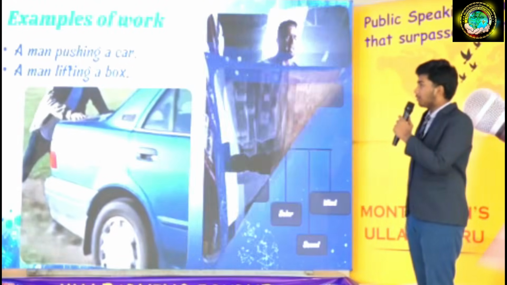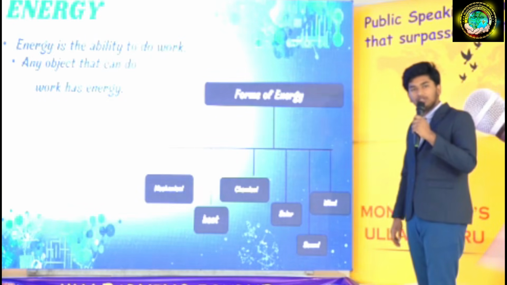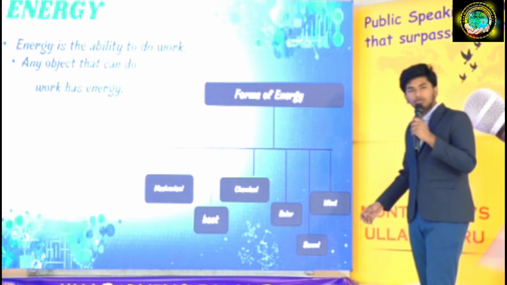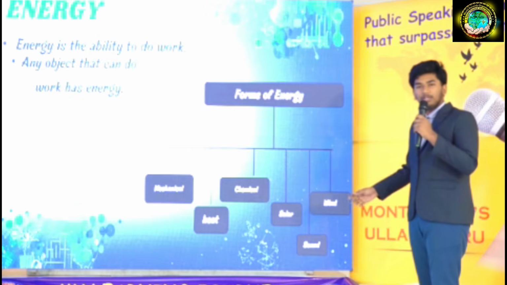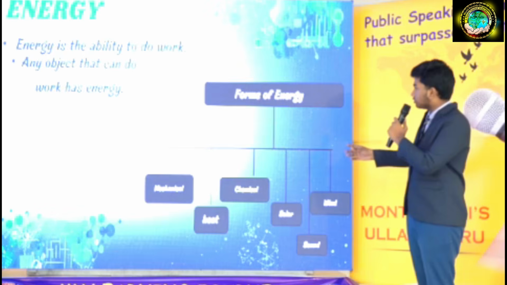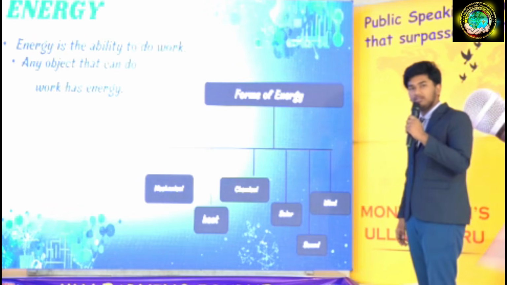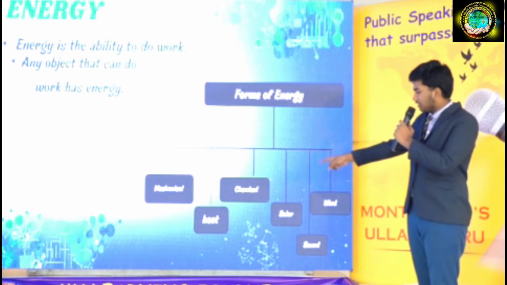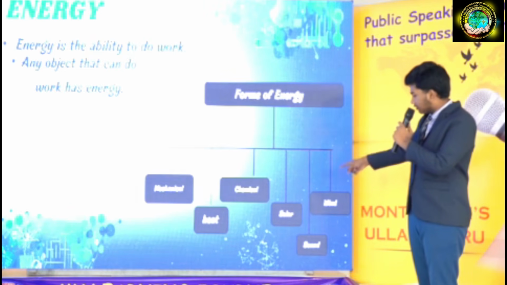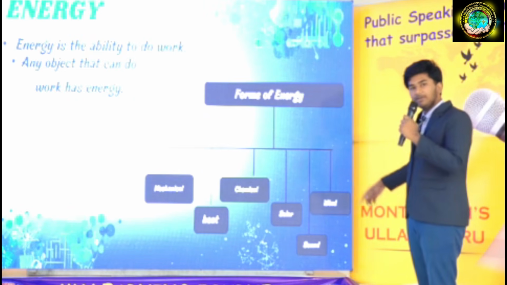Now we will discuss about energy. Energy is the capacity of doing work. It is used to move and produce heat, light and sound energy in our daily life. Now by seeing this flow chart, we discuss about 6 forms of energy. They are mechanical energy, heat energy, chemical energy, sound energy, solar energy and wind energy.